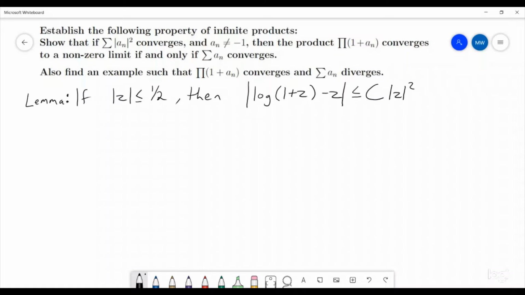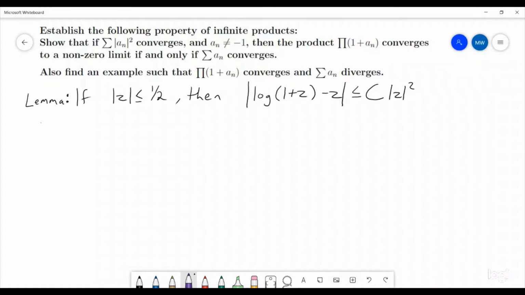Now, why do we think that this is going to be helpful? Well, the product of 1 plus a_n is equal to e to the sum of the logarithms of 1 plus a_n. So this tells us that if the sum converges to some finite number, then the product will converge to some finite number. So hopefully there's some sort of connection there. That's why we care about this particular function. So let's go through and show that this is going to be the case.